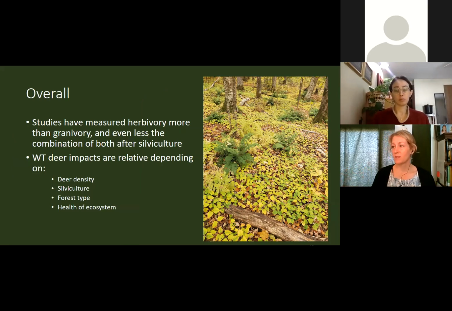So the bottom line is just more diverse and structurally complex forests have greater number of wildlife species that eat and disperse tree seeds. And then there's less impacts from herbivory from that.